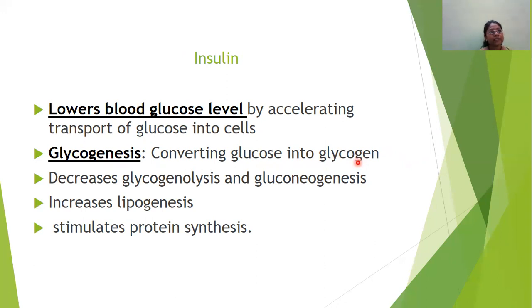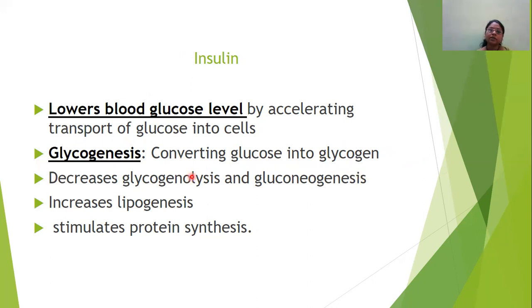So during fasting, or when we don't get food at a proper time, the blood glucose level is maintained by this glycogen. How? Glycogen breaks down into glucose, and that glucose enters into the blood and maintains the blood glucose level. So insulin is also responsible for glycogenesis, that is conversion of glucose to glycogen.